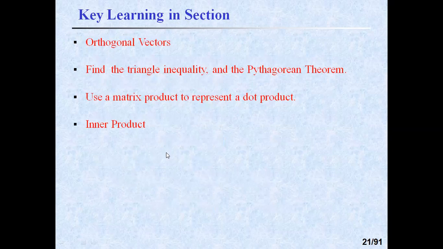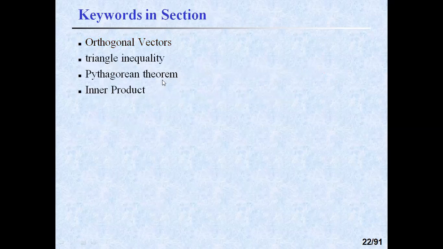Mainly, in this section, the key points we learned here are orthogonal vectors, triangle inequality, Pythagorean theorem, and using a matrix product to represent the dot product, that is, the inner product in the form of a matrix product. These are the keywords we learned here.